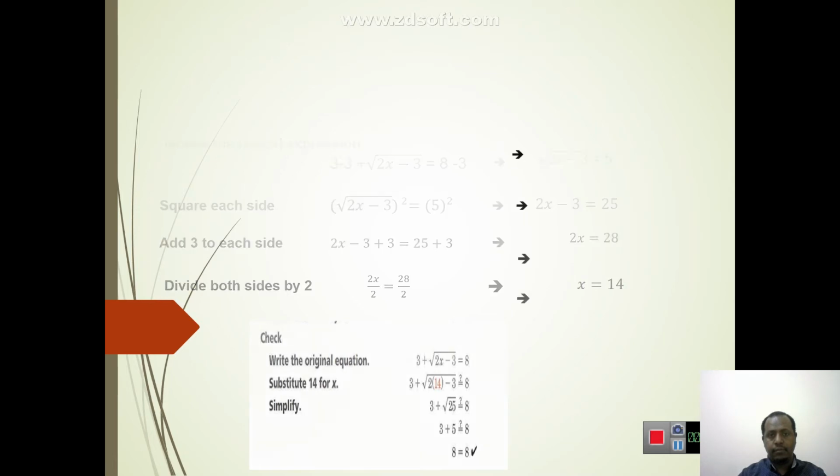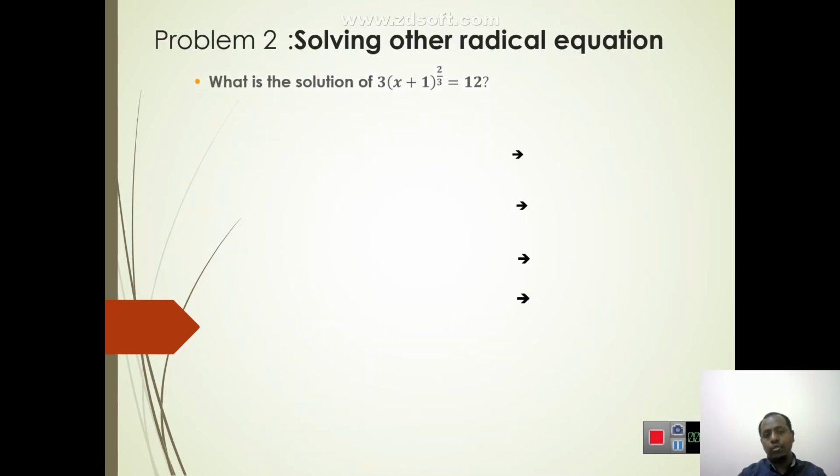Let's go to problem 2. Problem 2 is all about solving other radical equations. What is the solution of 3 times (x plus 1) to the power of 2 over 3 is equal to 12? What do you think will be the first step?